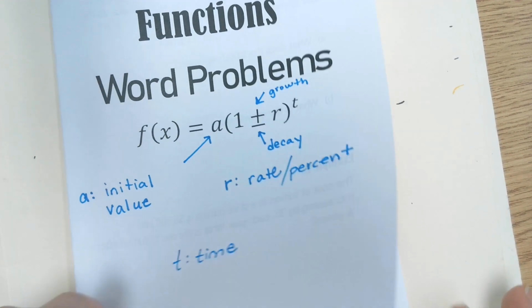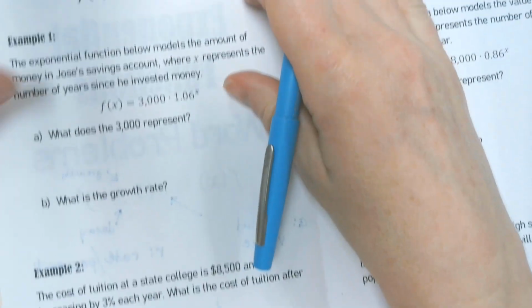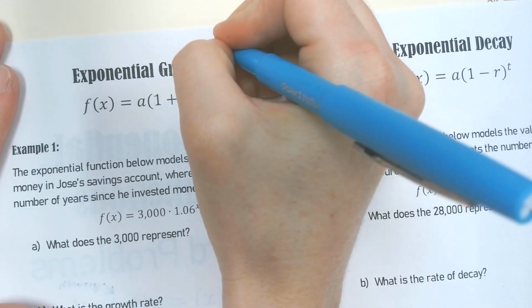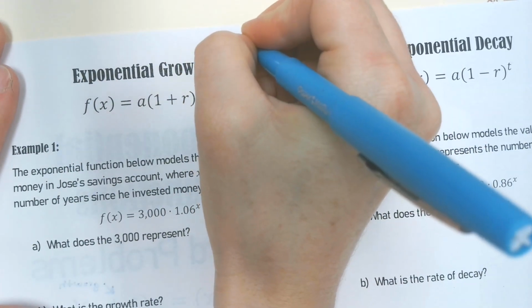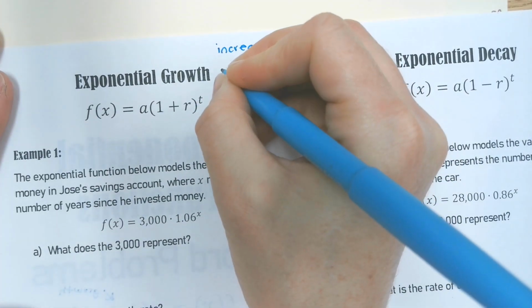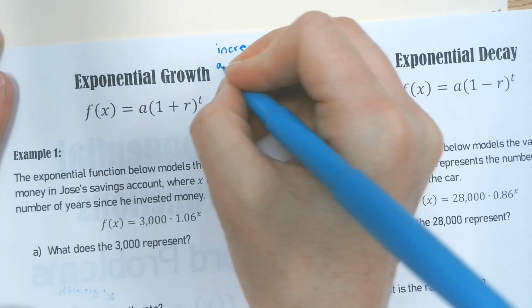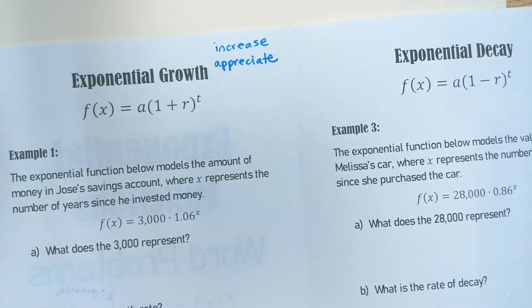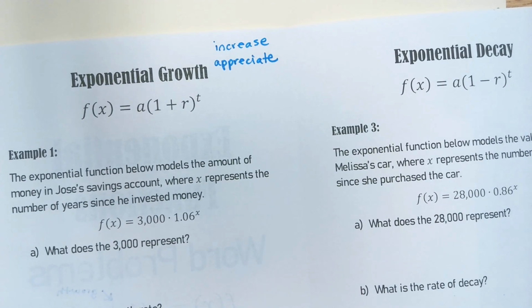Okay, let's go to the example page. We're going to start out with exponential growth. So growth means we have an increase in the value. You might see the word appreciate. Like depreciate means decrease, but increase, appreciate, grow, those words you'll see for exponential growth.